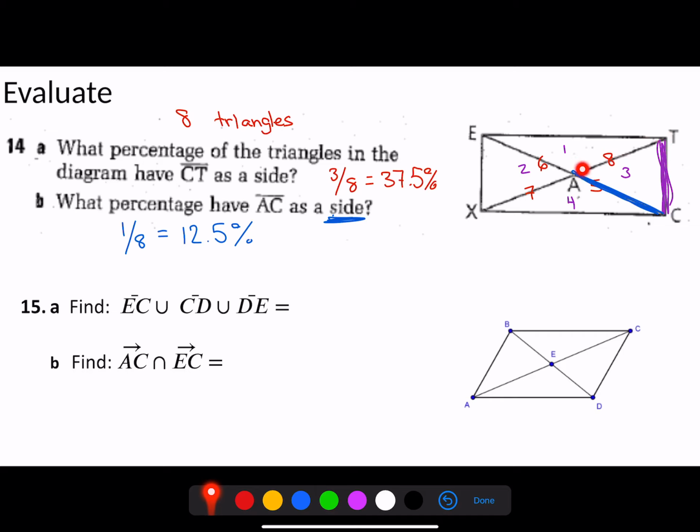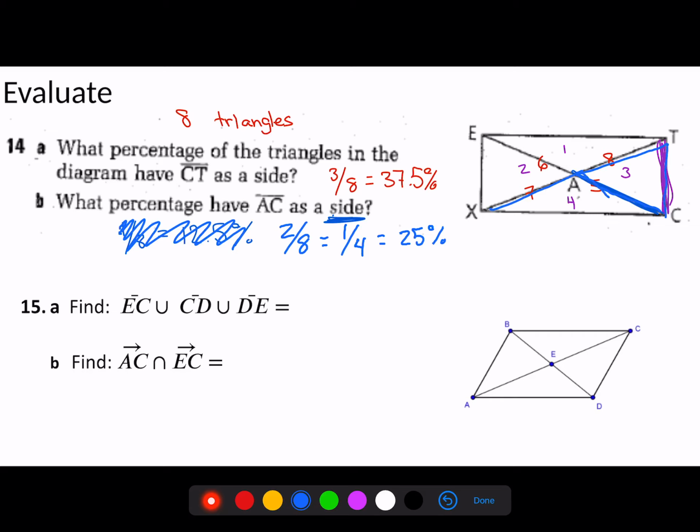What percentage have AC as a side? So if I look at this, AC is right here, and the only triangle that has AC as a side is this triangle. And I guess I could also say this triangle down here would as well. So this should actually be 2 out of 8. So this shouldn't be 1 out of 8, this should be 2 out of 8. 2 out of 8 is the same as 1/4, which is 25%. So our answer for this one is 25% because AC is shared by this triangle here as well as this triangle here.